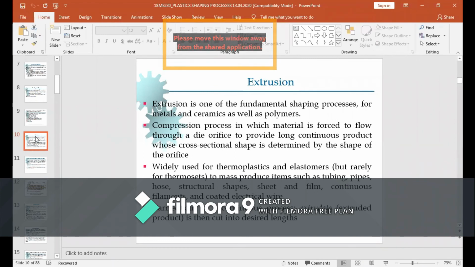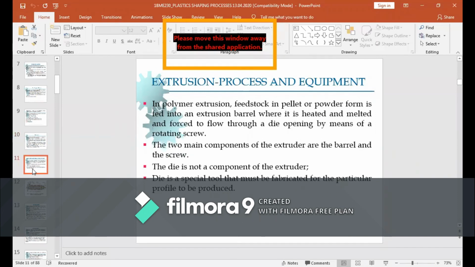Mostly I am going to use thermoplastic material. Applications of this material will be in the form of tube, pipe, structural shape, sheet, and thin film coated wire, electrical wire. Here this extrusion machine consists of two important components. One is called the barrel, another is called the screw.